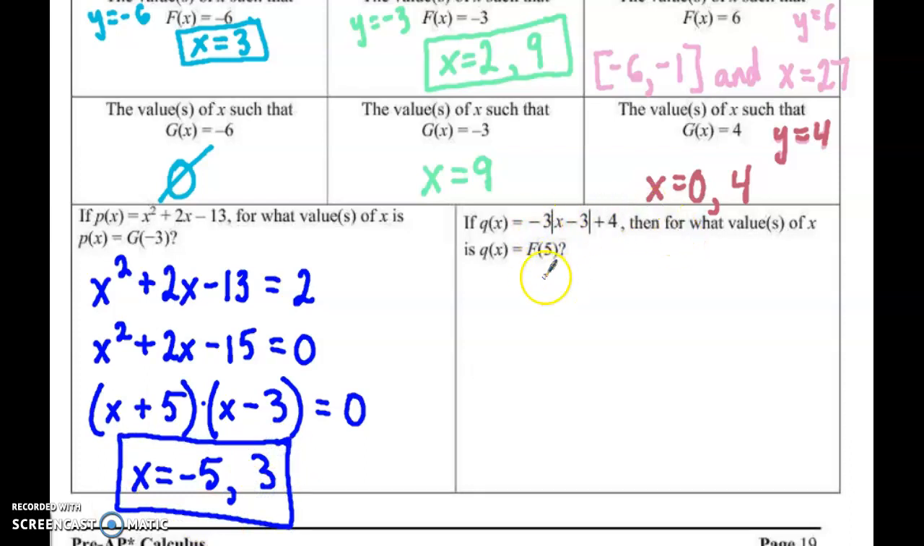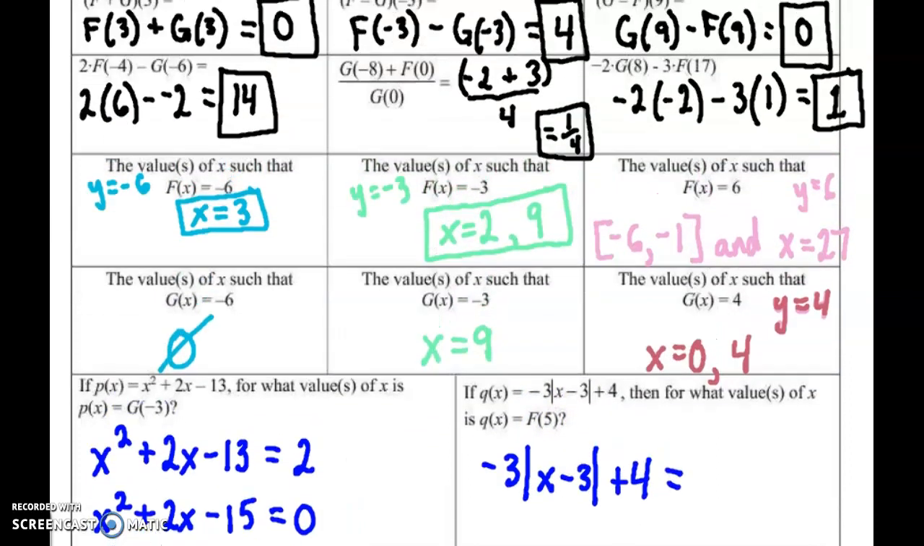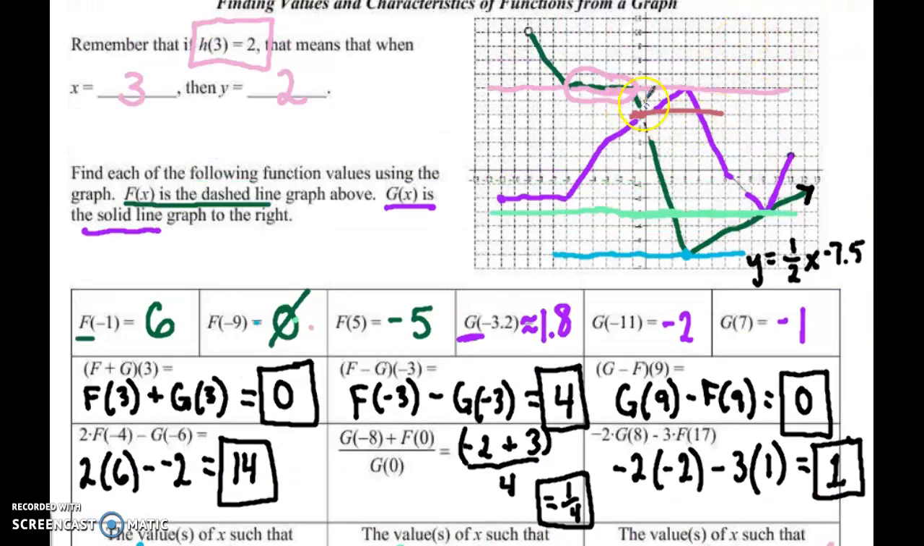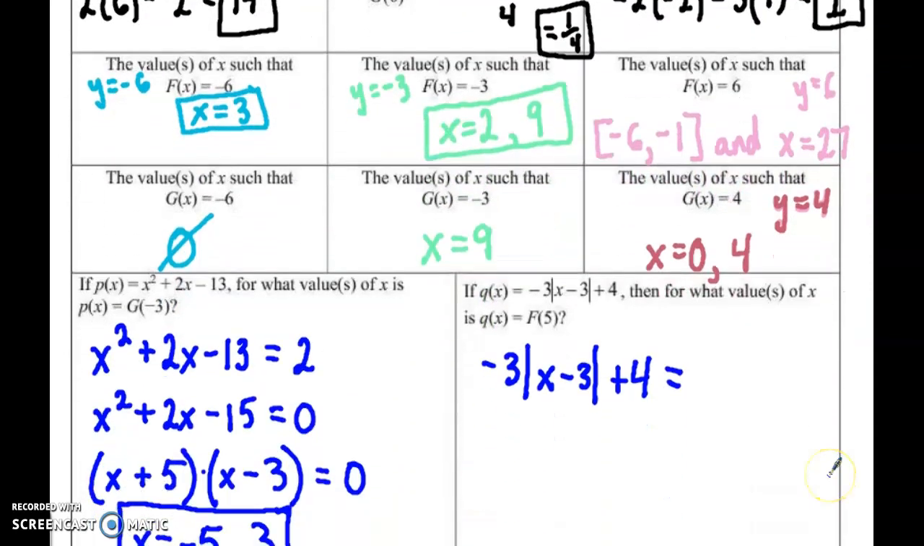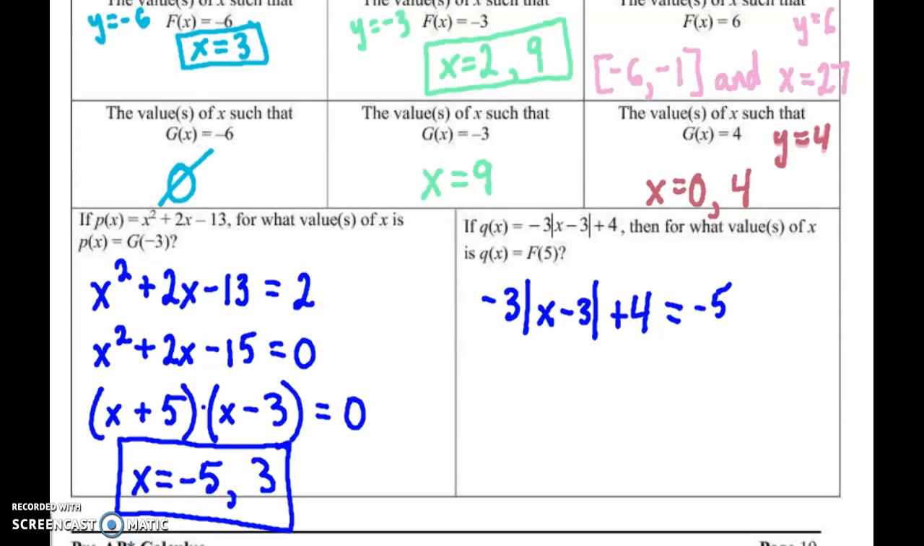And same thing with this one. What I would do is set q of x equal to what they give you. And what is f of 5? Well, if you go to your chart, the green function is f, where x is 5. 1, 2, 3, 4, 5. 1, 2, 3, 4. It looks like -5 equals -5. So from this, I can subtract 4 over. Subtracting 4 over gives me -3.